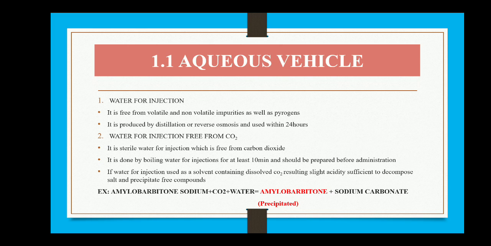Moving on to the different types of vehicles, the first type of vehicle is an aqueous vehicle. Let us see different examples of aqueous vehicles used in the preparation of parenteral products. First example is water for injection. It is free from volatile and non-volatile impurities as well as pyrogen. It is produced by distillation or reverse osmosis and is used within 24 hours.